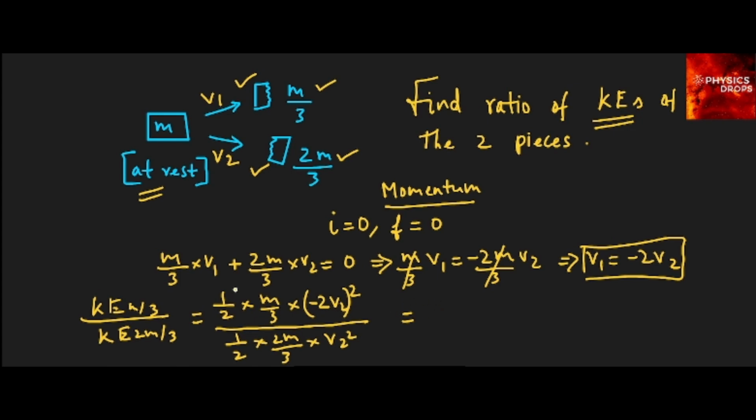So now the half cancels out. m by 3 goes, there is a 2 remaining in the denominator. Let's rewrite this again as 4v2 square when you square the numerator term, divided by 2v2 square. The v2 square cancels out and we get 2. This becomes 2, this is 1. So 2:1 is the ratio of the kinetic energy of the lighter block to the heavier block.